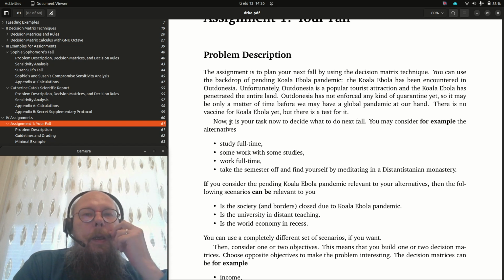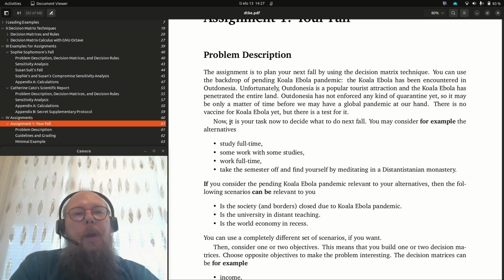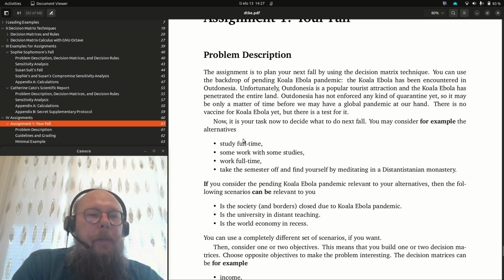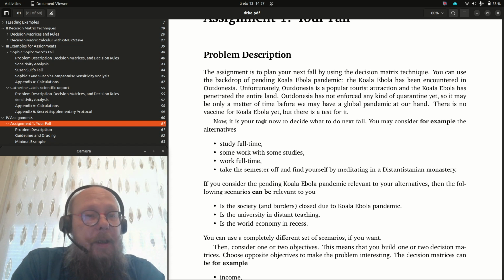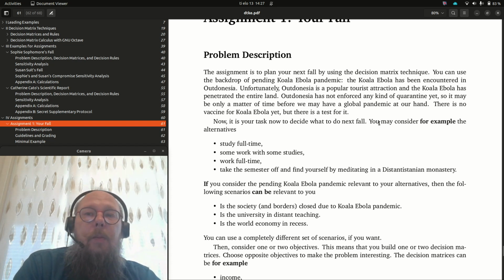Now the task is to decide what to do the next fall, and then you have to figure out alternatives. You can figure out any alternatives that seem suitable for you, or you don't have to use yourself, of course. In this example, you can take some imaginary student, but maybe it pays to do it for yourself, so you can then have some actual benefit from this assignment. You may consider, for example, the following alternatives. This is just for example. You can figure out your alternatives yourself.